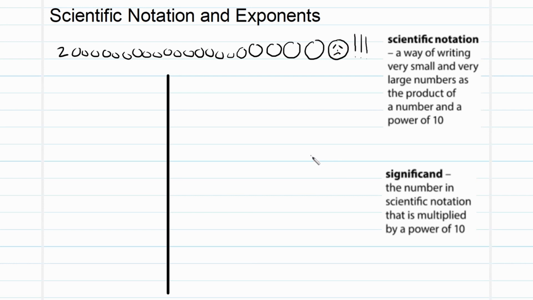So in order to make more sense, we use scientific notation to write a very small or a very large number as the product of a number and power of 10. Explanation to follow shortly. A significand is the number in scientific notation that is multiplied by a power of 10. Let me explain.